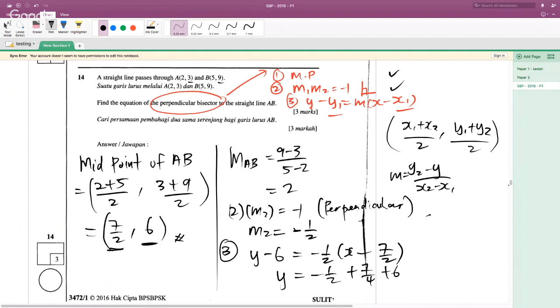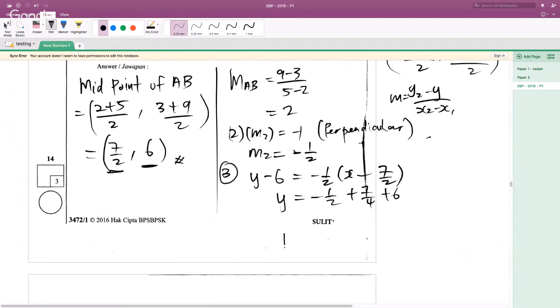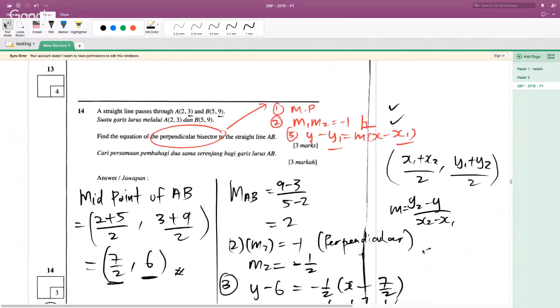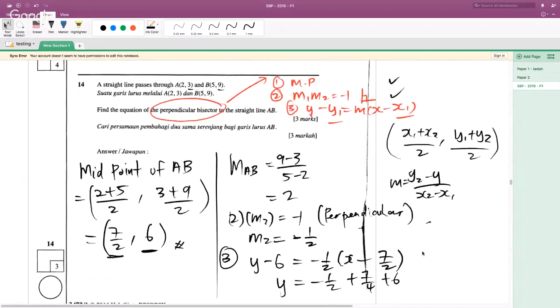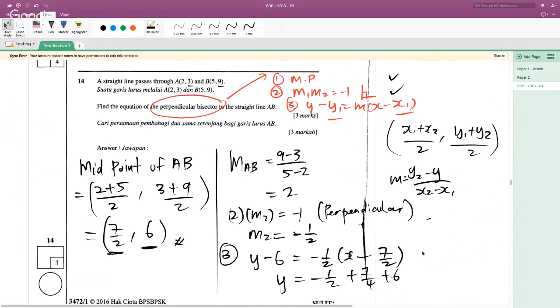So yeah, I just do the one last step to form the equation. -half plus 24. 24 is 31 over 4. Okay, I'm not sure why this one just gives you 3 marks. I mean, because I teach O-level as well. IGCSE, they will give 6 marks for this kind of question. But in SPM, I mean, in SBP, they only give 3 marks.